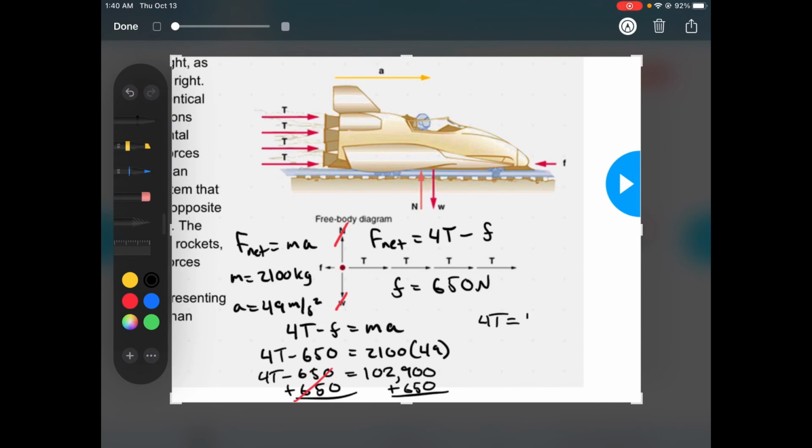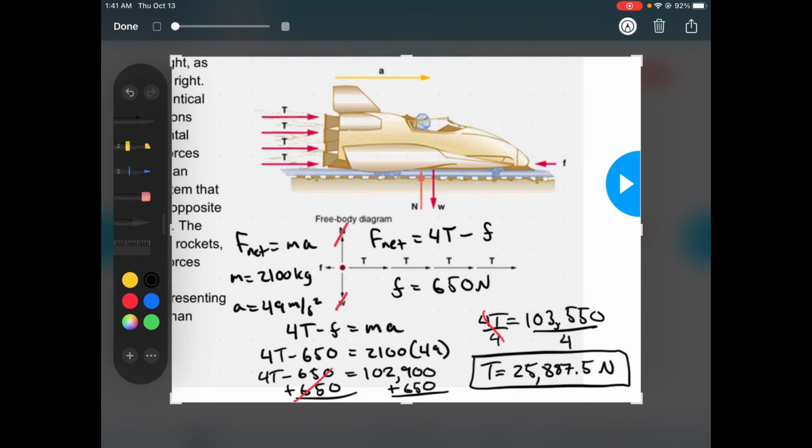So that is 103,550. And now I need to divide both sides by 4. And that's going to be 25,887.5 newtons. It's a lot of thrust, and it's 4 times that in here.